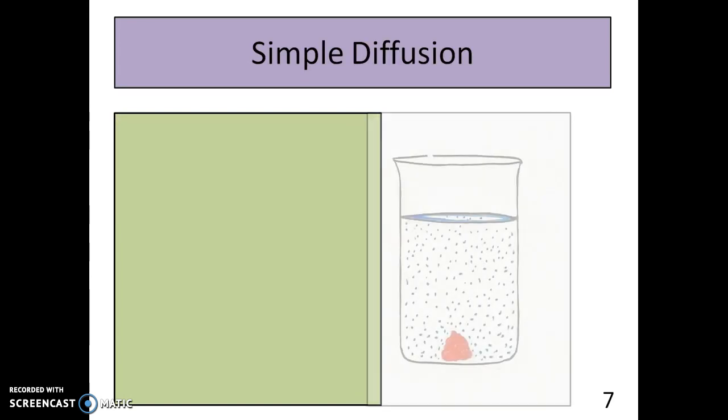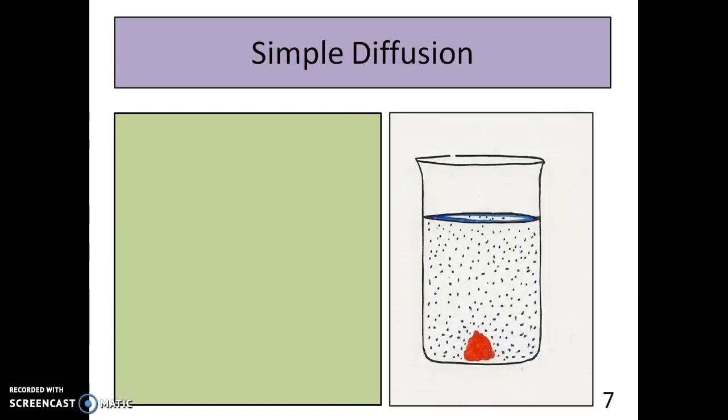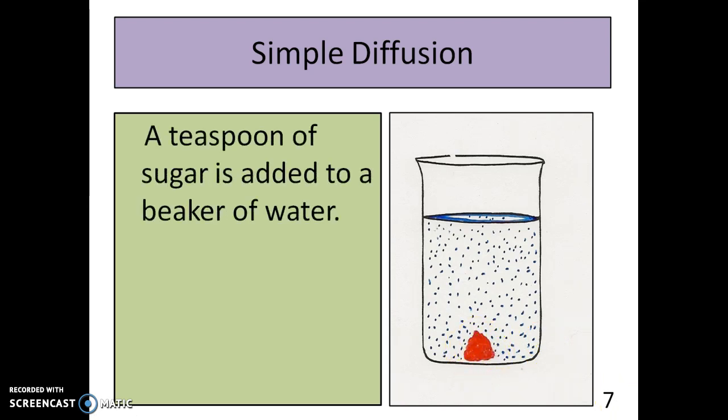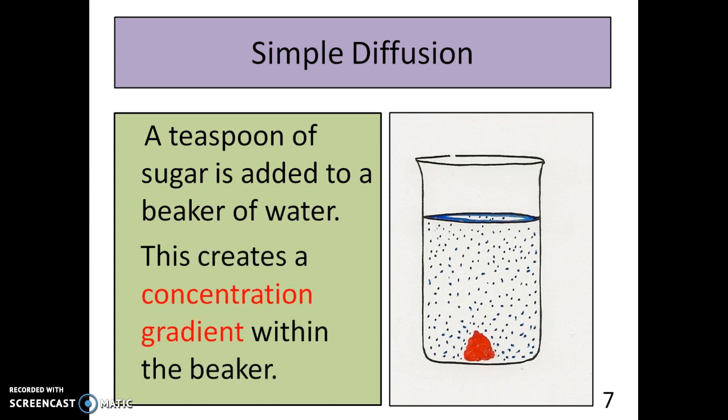Okay. So simple diffusion, just showing you with a picture how it works. Here we have a beaker, let's say, of water. So all these specks in here are just showing you that it's full of water. And we're going to put a clump of sugar. So in the red is the clump of sugar. So a teaspoon of sugar is added to the beaker of water. We have now created a concentration gradient.